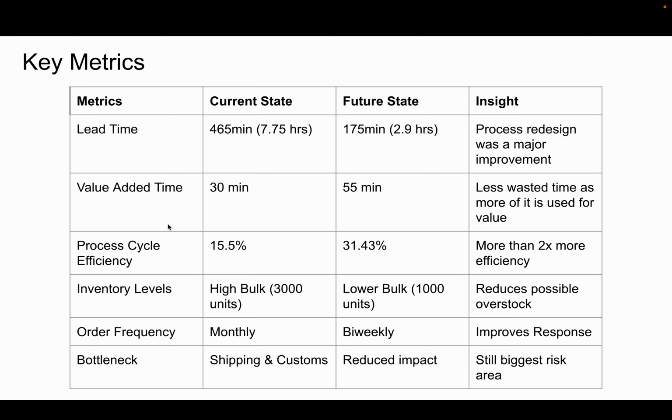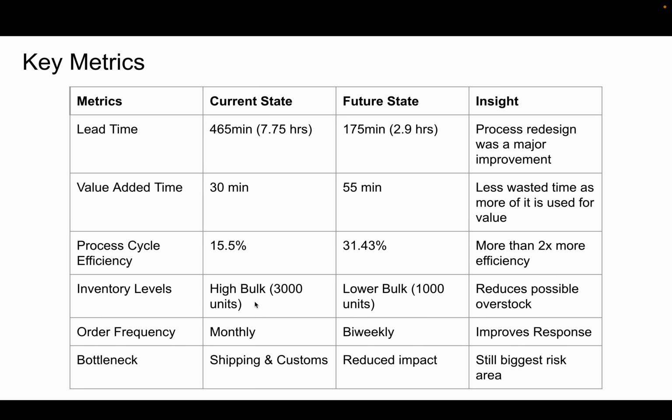Now, process cycle efficiency. This is a big one because the company in the future state, with the improvements that I recommend putting in place, is more than 2 times as efficient as it was. And then after that, we're going to look at inventory levels.